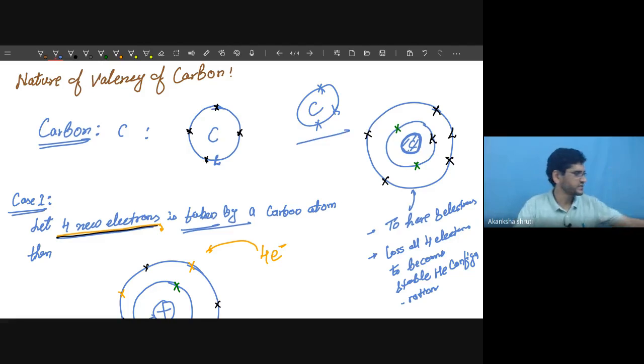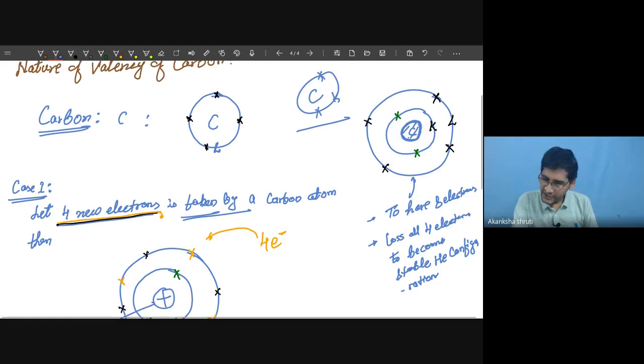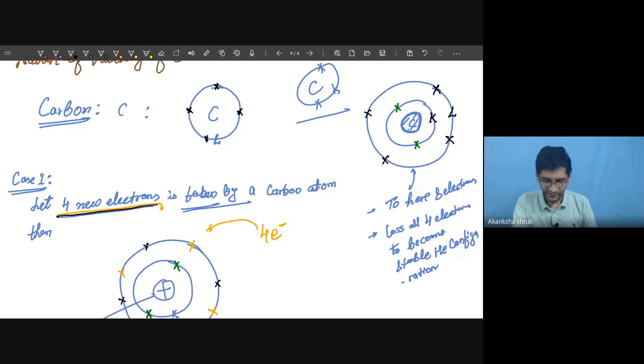So either this is possible, or with the 8 electrons in the outermost orbit, that is possible. But which one is the possible one? So here we first consider that 4 electrons are taken by this carbon atom.